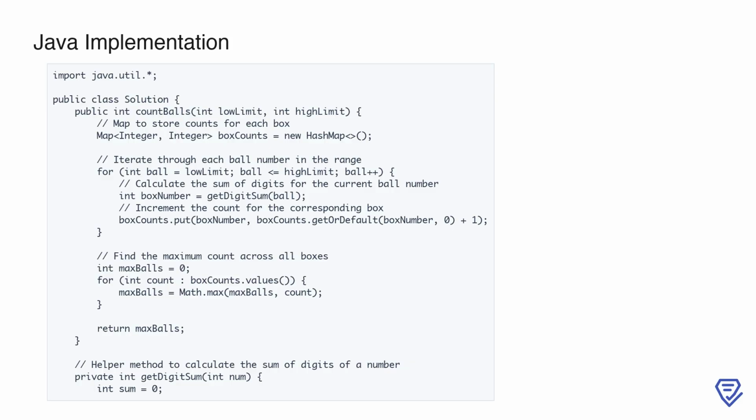We then update the count for this box in the boxCounts map, using the getOrDefault method to handle cases where the box number doesn't yet exist in the map. Finally, we iterate through the values in boxCounts to find the maximum count, which represents the highest number of balls in any single box. This value is stored in the maxBalls variable and returned as the result.